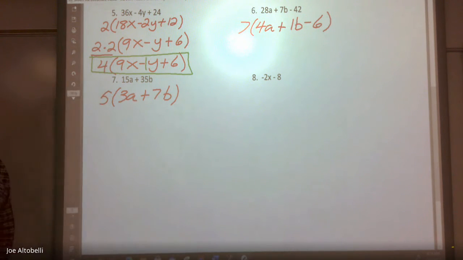So a 5 can be factored out of both of them. 5 goes into both, so you get 3a plus 7b. Questions there? All right. Number 8. Go ahead and try number 8.